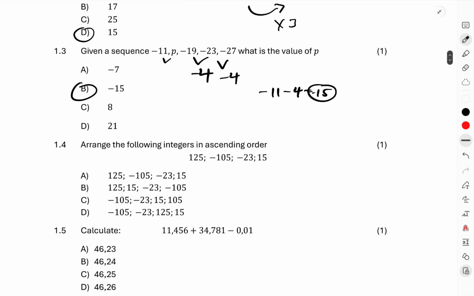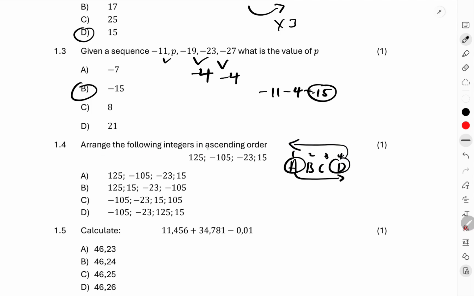Right. Then we have: rearrange the following integers in ascending order. So we have ascending order and descending order, right? Let's say we have A, B, C, D. Let us put a 1, a 2, a 3, and a 4. So from 1 to 4, we'll consider it as ascending, from the smallest to the biggest. And from 4 to 1, we'll consider it as descending, from the biggest to the smallest. So ascending starts with A, therefore you are moving from the smallest number to the biggest number, and descending starts with D. It means I'm moving from the biggest number to the smallest.